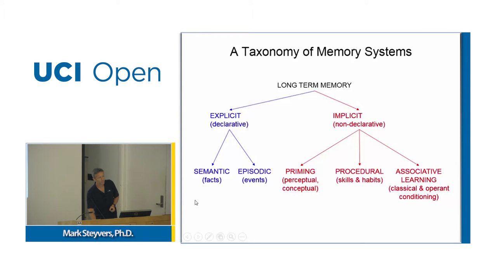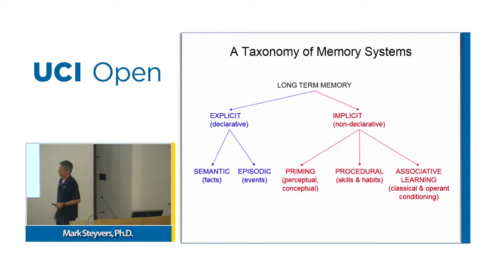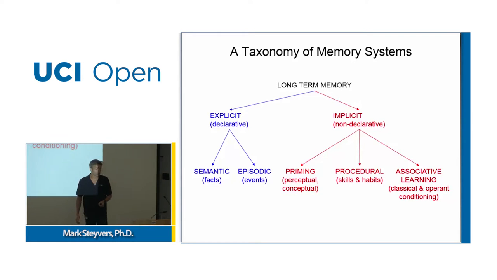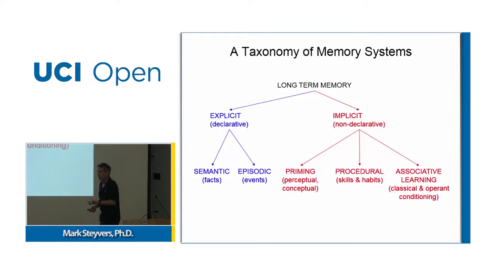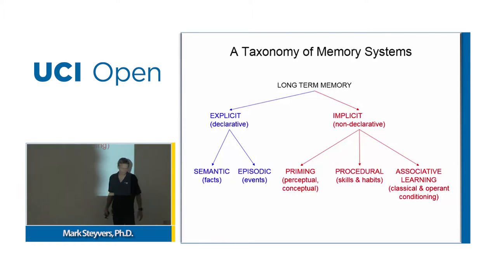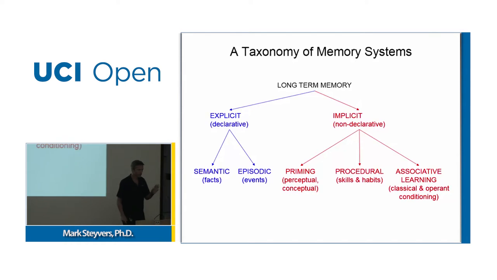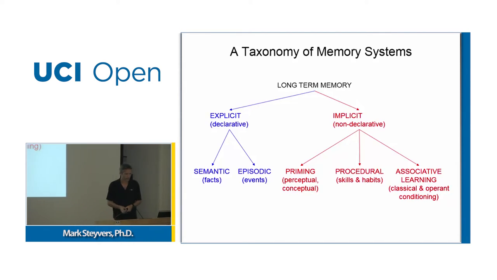So within explicit memory, you can make a distinction between semantic memory and episodic memory. So semantic memory is your memory for facts, general knowledge. And episodic memory is your memory for specific events related to some particular time, related to some particular place or context. We'll talk about these distinctions on the next couple of slides.